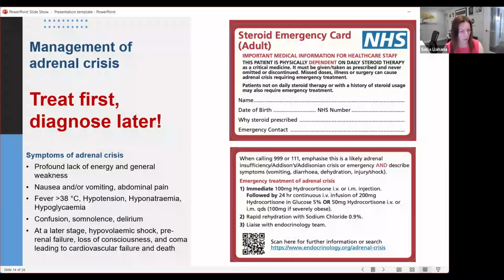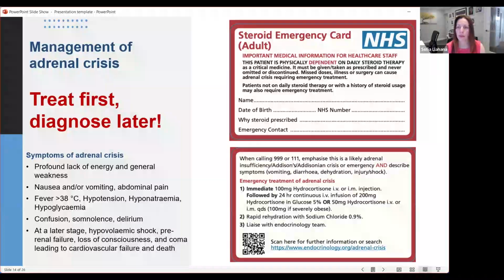Also, high fever, low blood pressure, hyponatremia, and low blood sugar are symptoms of adrenal crisis, and it can lead to confusion and delirium. At a later stage, if it's not treated properly, it can lead to hypovolemic shock, kidney failure, loss of consciousness, and coma, leading to cardiovascular failure and death. These are very extreme cases, but this is the risk of an adrenal crisis if left untreated.